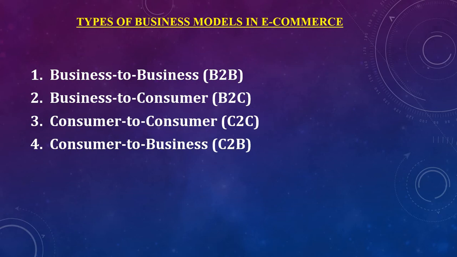So what will happen in this case of e-commerce is one business organization will purchase goods from another business organization, correct? So already we know that commerce is exchange of goods and services, correct? So the same exchange of goods and services takes place between two different businesses, correct? Okay, so that is called the business to business model.